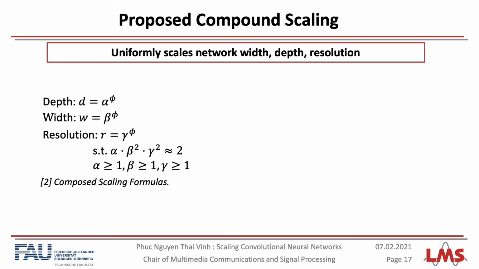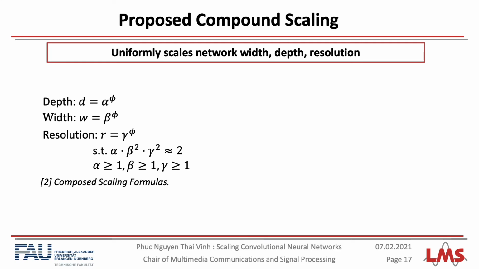As you can see, here is the formula of this method. The phi is a user-defined variable to show how many resources we can have. The depth is alpha to the power phi, meaning how much depth we can expand, and the width is beta to the power phi, how much width we can expand. The resolution is gamma to the power phi, how much resolution we can expand.